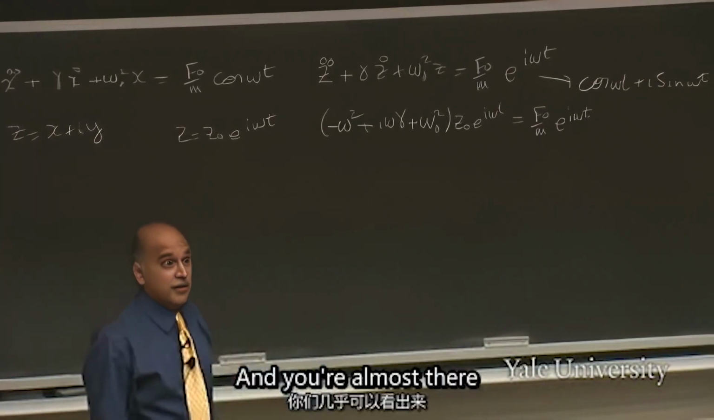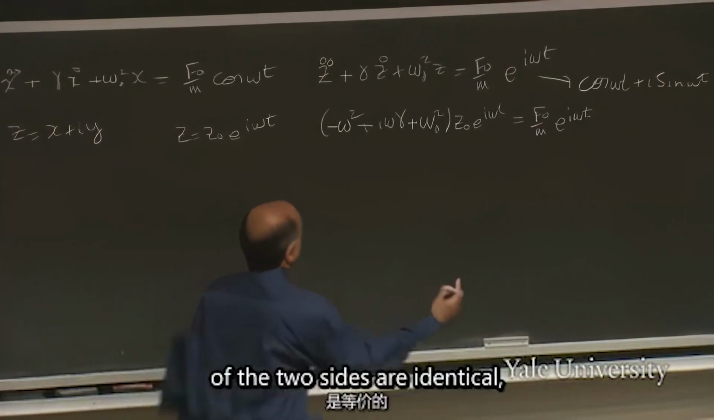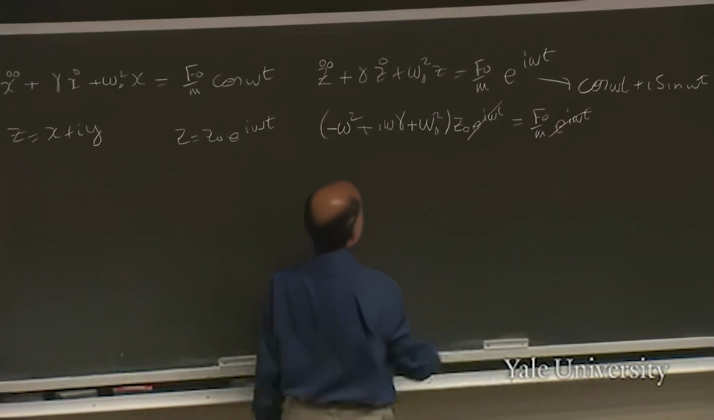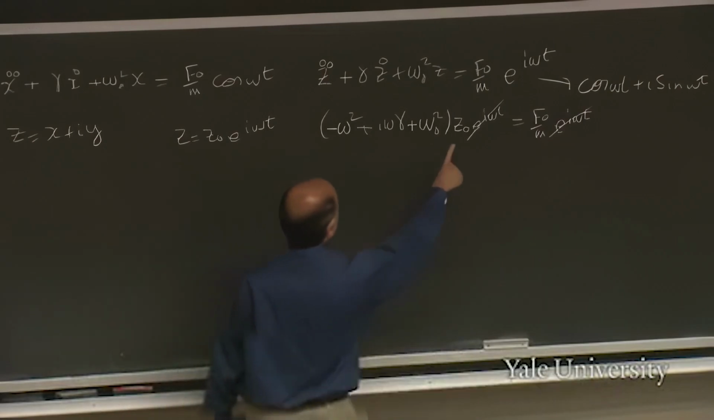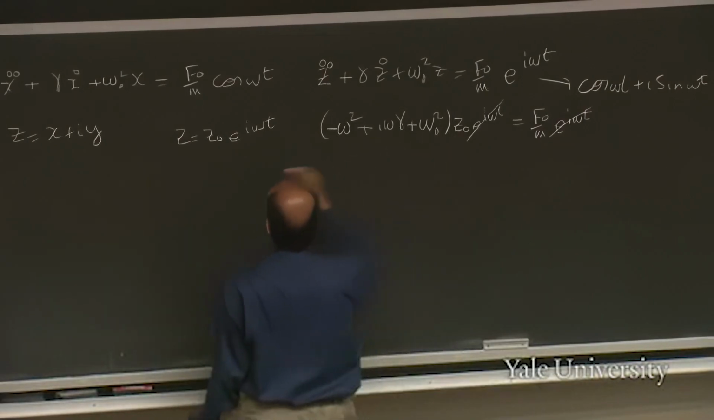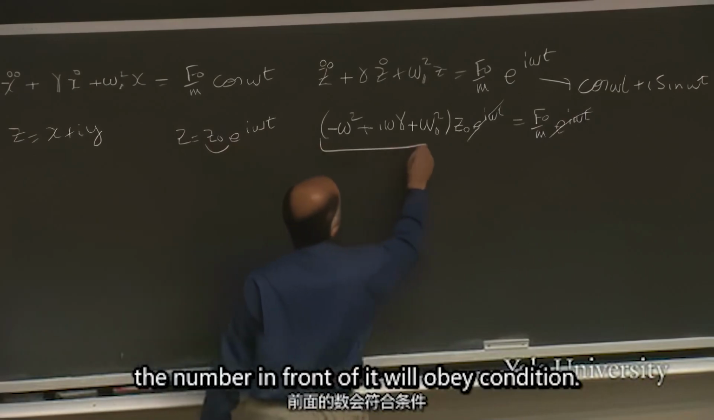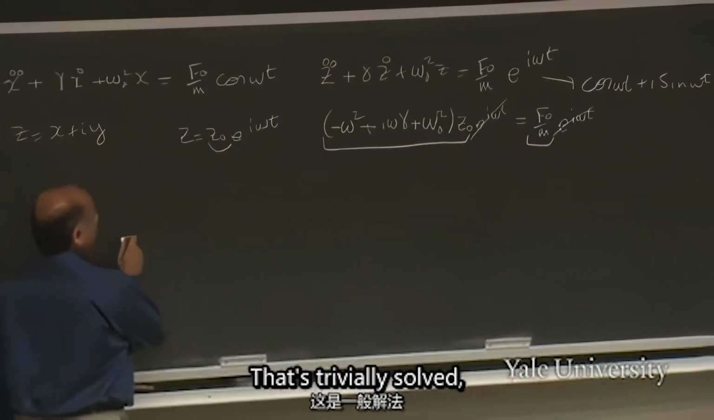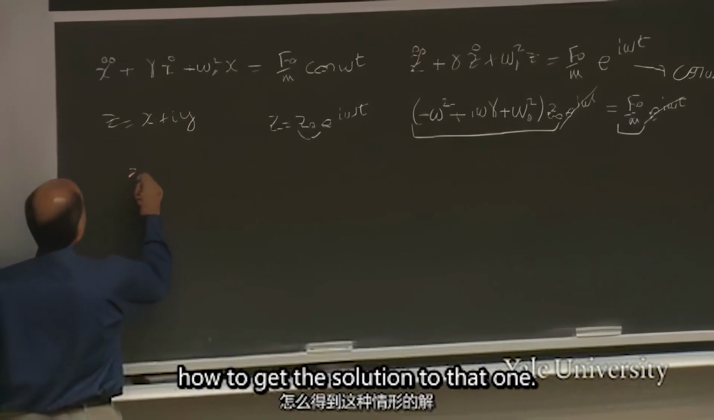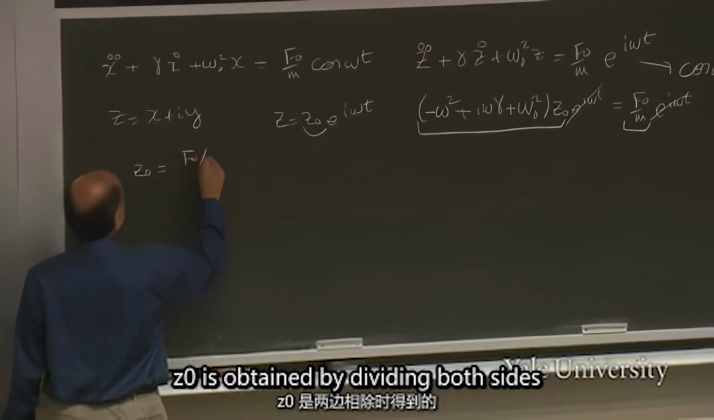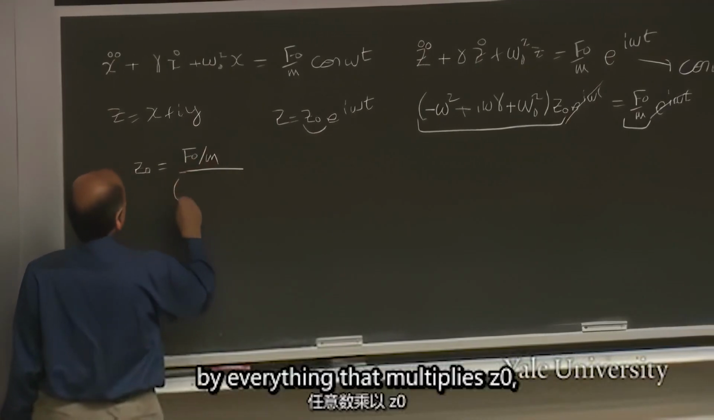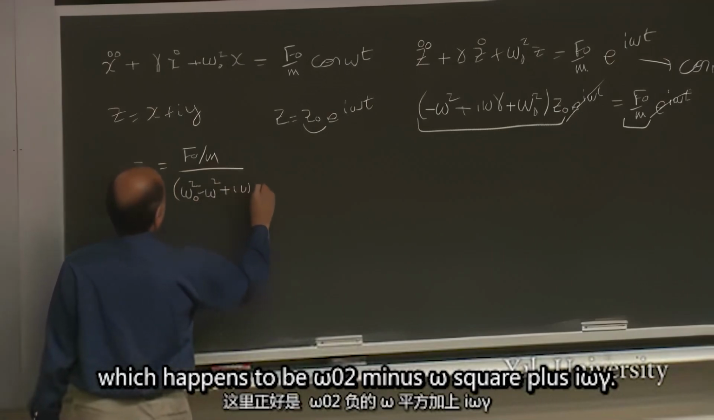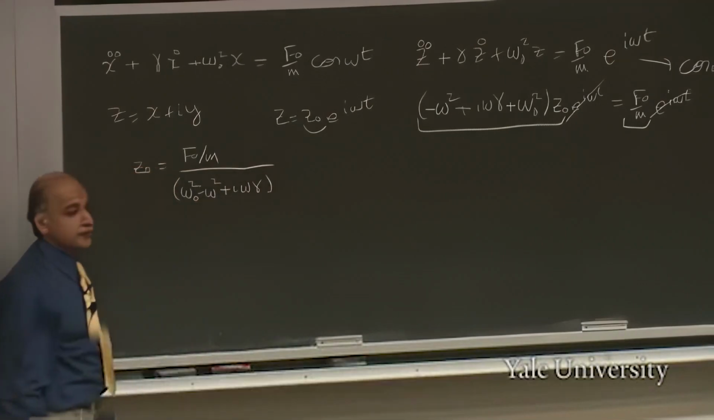And you're almost there, because the time dependence of the two sides are identical, so you can cancel it. And what you find is, yes, I can satisfy the equation that's given to me, provided the number z naught, the number in front of it, obeys this condition. That's trivially solved. z naught is obtained by dividing both sides by everything that multiplies z naught, which happens to be omega naught squared minus omega squared plus i omega gamma.